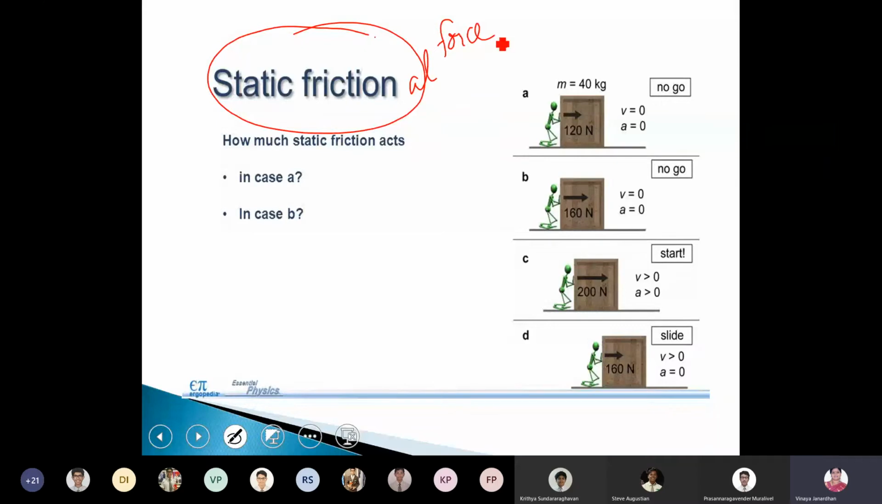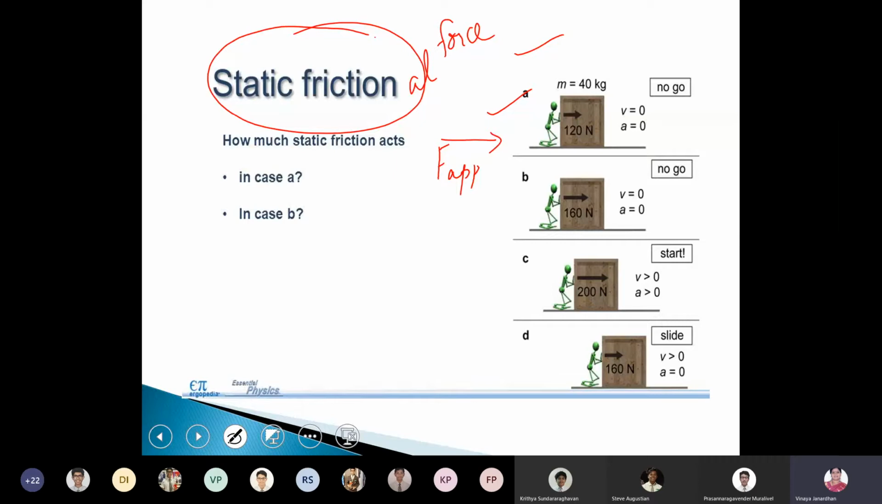You can see the first example where you have a block, right? A wooden block, say of mass 40 kilogram, resting on a floor. A person is applying a force of 120 Newton. So that is the direction of your applied force. Now you can see the block is not moving.